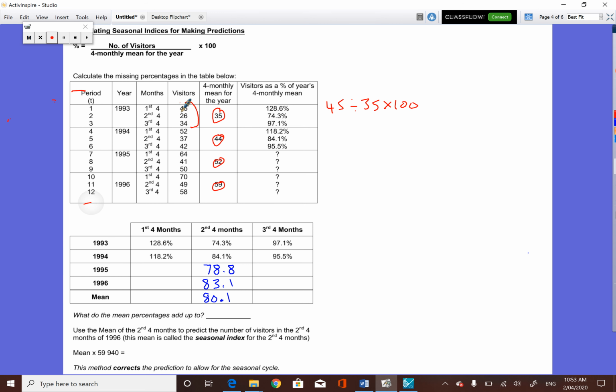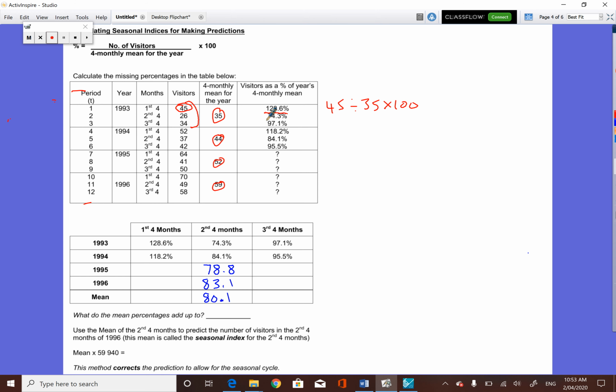Obviously, if the visitors is higher than the yearly average, your percentage will be over 100%, which this one is. If, as you can see in the second one with 26,000 visitors, that's significantly lower. And as you can see as a result, when you do 26 divided by 35, you only get 74%. What we need to do is now go through this and do that for every single month.